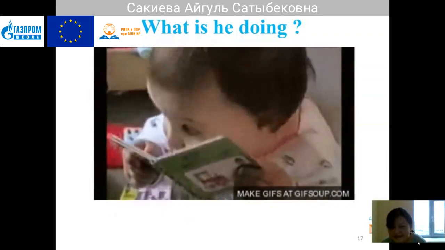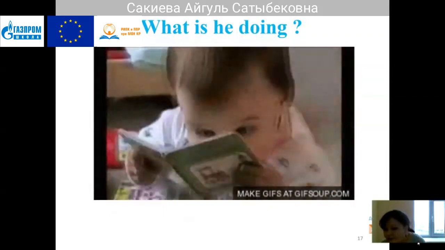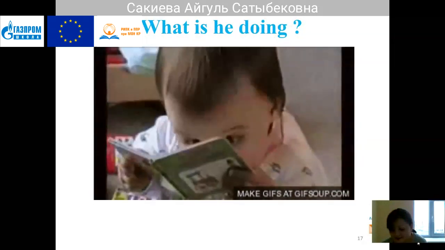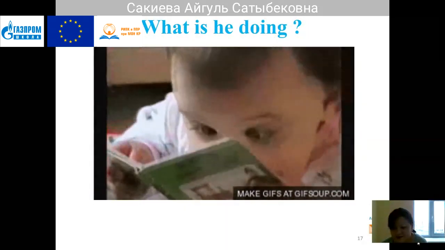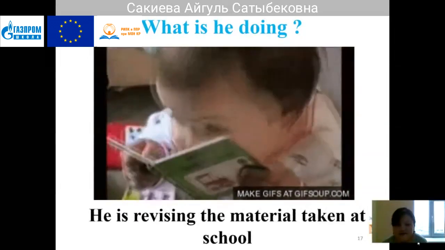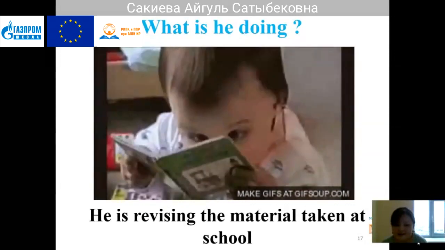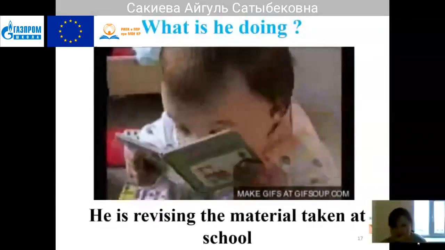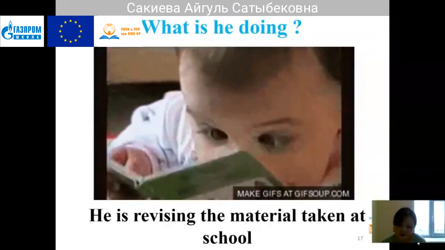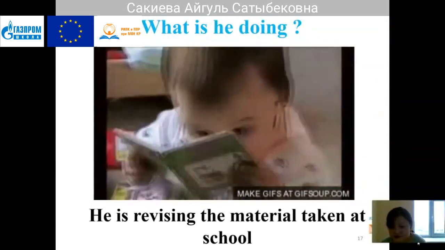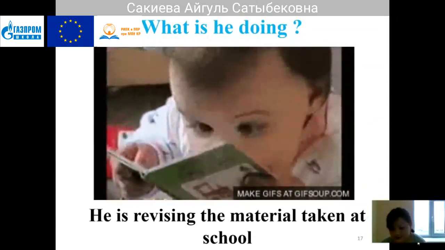What is he doing or probably is she doing? Big Sultan. What is she doing? Revise. Yes, he is revising the material taken at school. So we don't know the sex of this baby. Yes, it could be a he or it could be a she. That's why he is revising the material taken at school. Okay. Next.